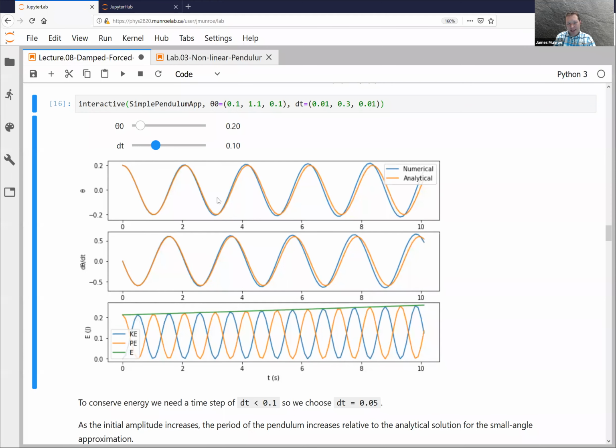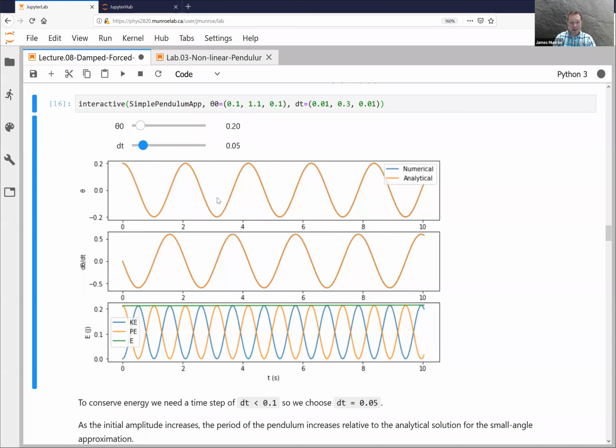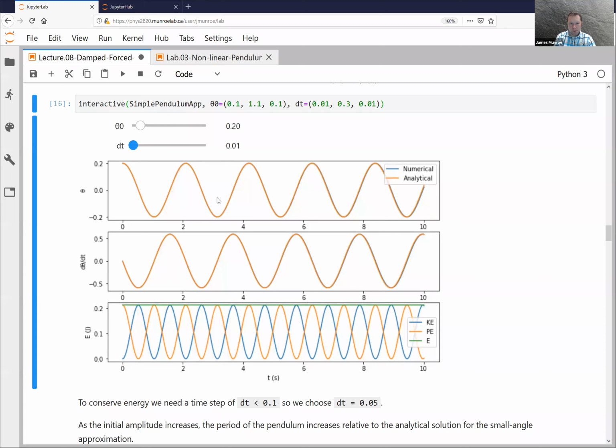0.1 is not bad. It's not great. If we drop it down to 0.05, that line's looking pretty flat. If you wanted to use 0.01, that'd be good too. That's the first check.